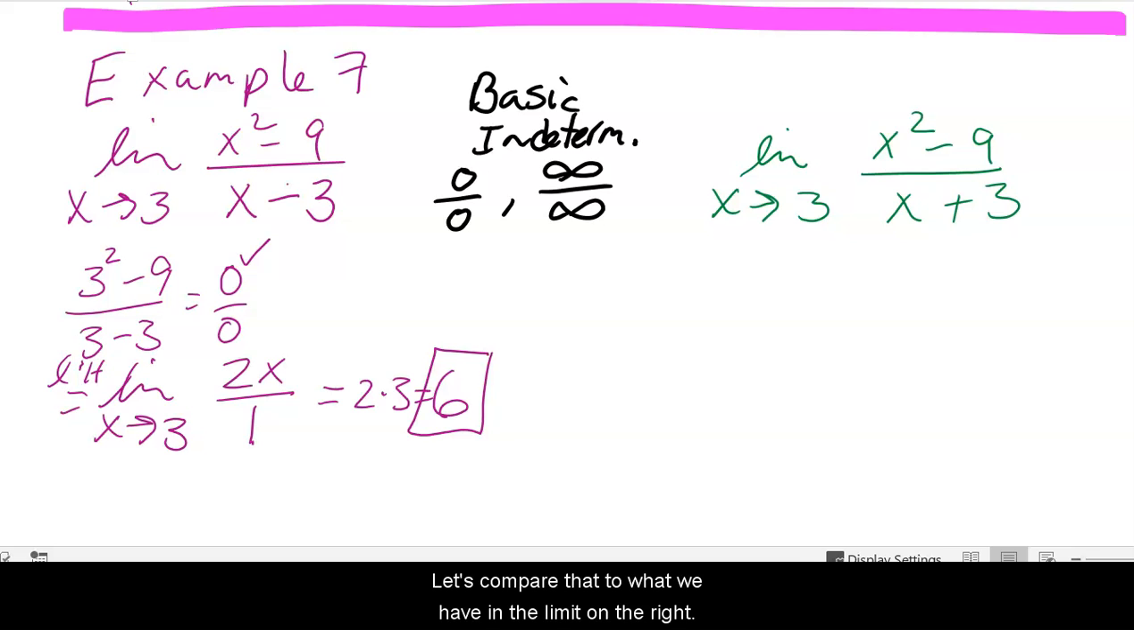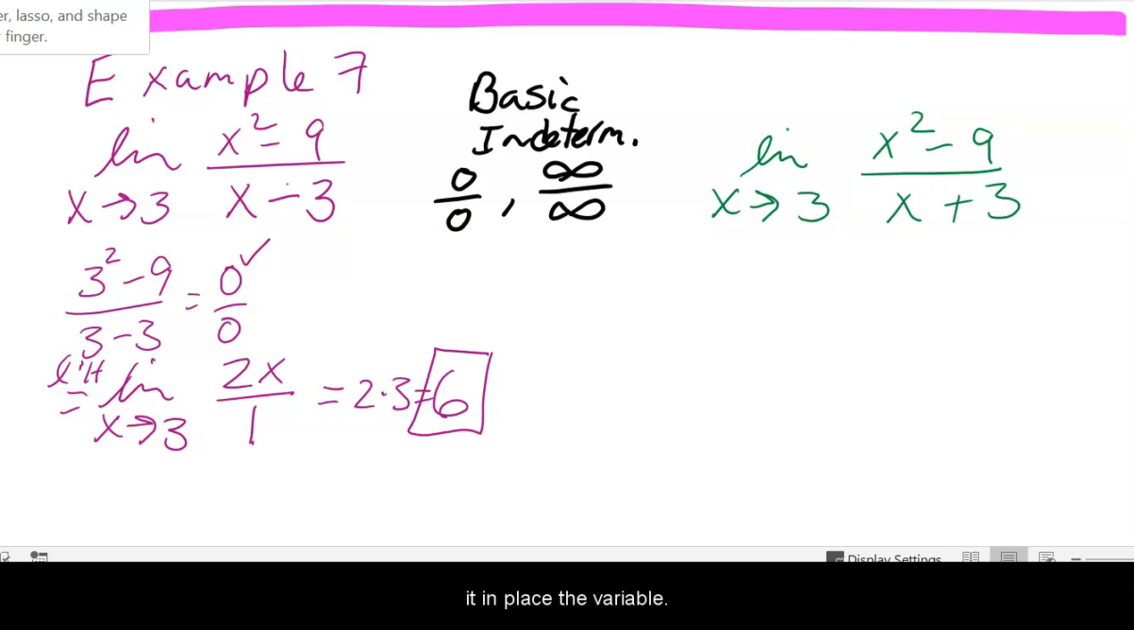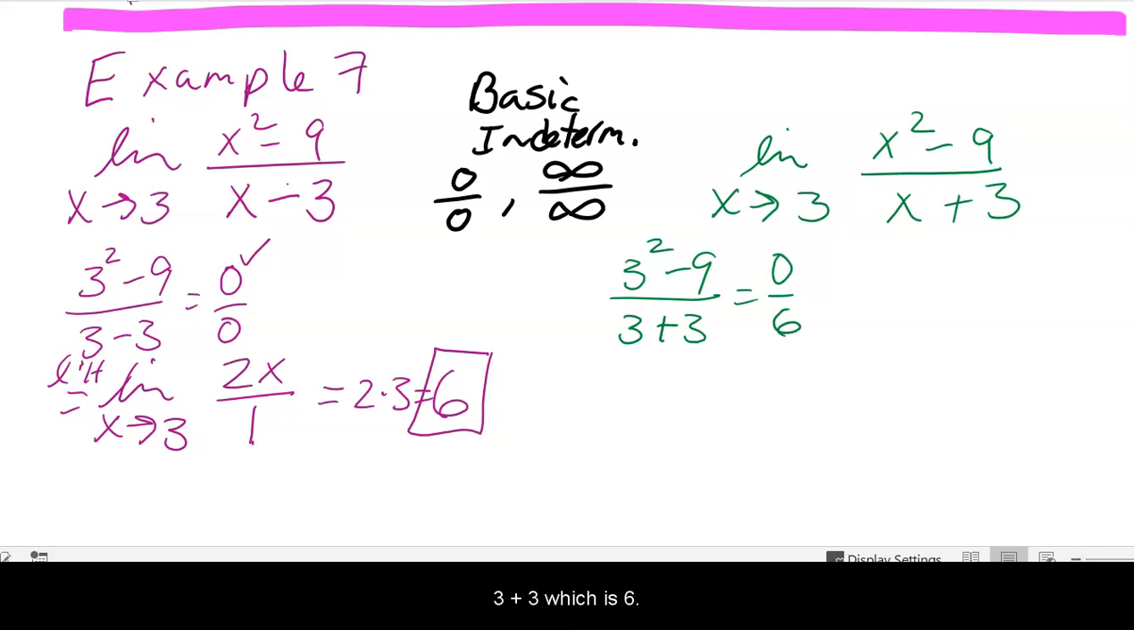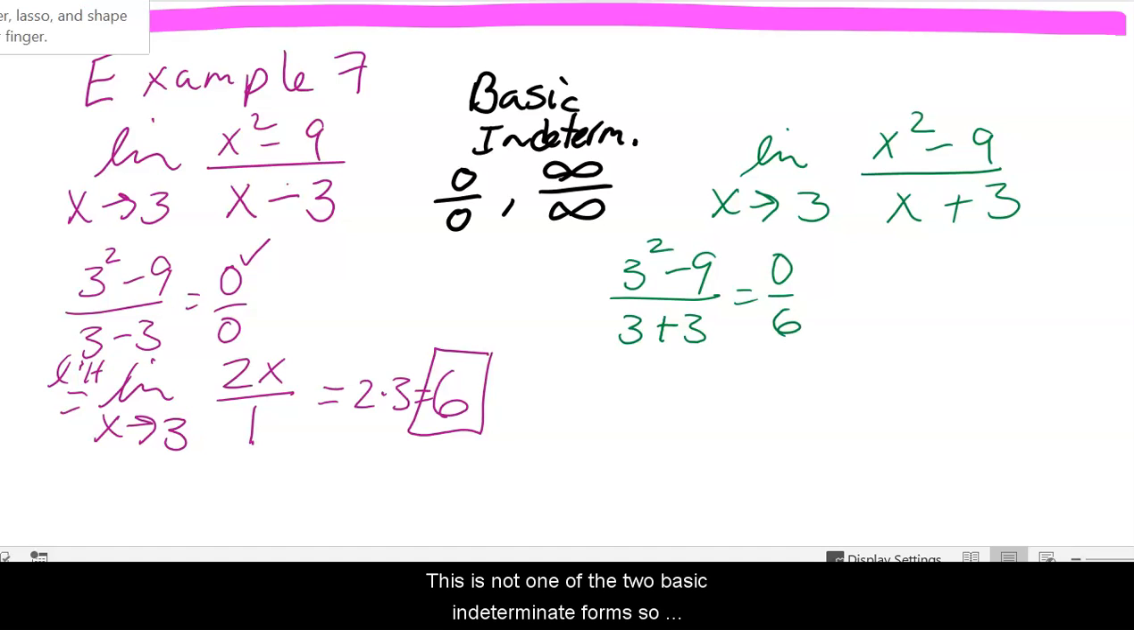Let's compare that to what we have in the limit on the right. In the limit on the right, I'm going to take the 3 and plug it in place of the variable. This gives me 3 squared minus 9, which is also 0, divided by 3 plus 3, which is 6. This is not one of the two basic indeterminate forms, so I cannot use L'Hopital's rule. However, 0 divided by 6 is the number 0, so I am in fact done already.